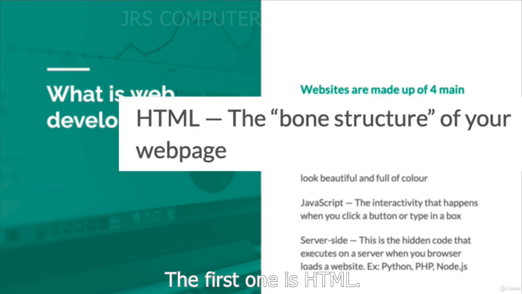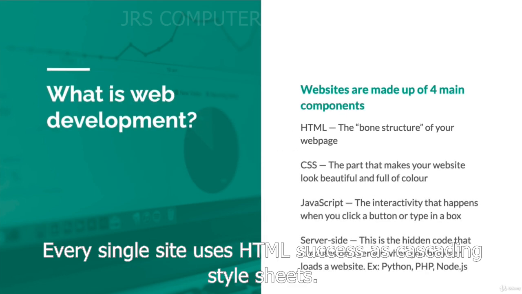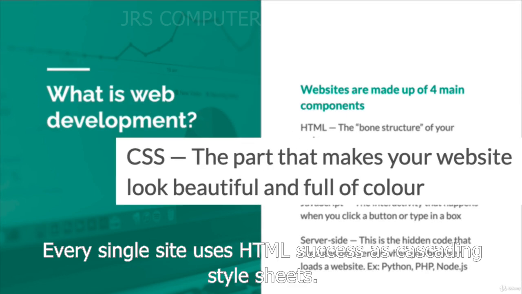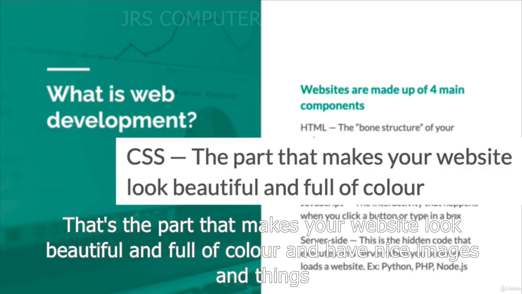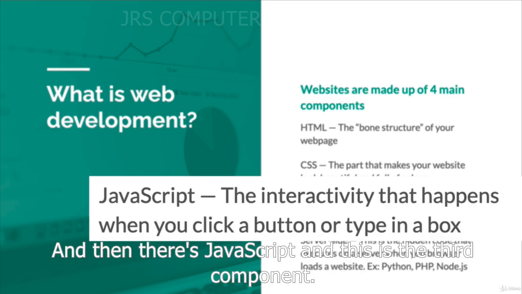Now, websites are made up of four main components. The first one is HTML. This is the bone structure of your web page. Every single site uses HTML. CSS, that's cascading style sheets. That's the part that makes your website look beautiful and full of color and have nice images and things like that. And then there's JavaScript, and this is the third component.